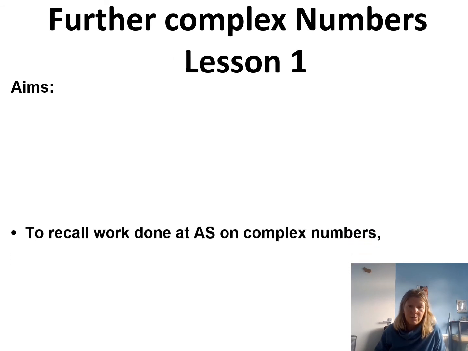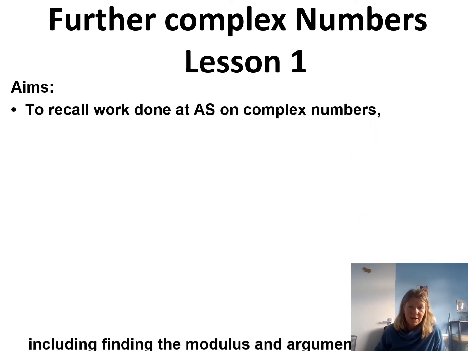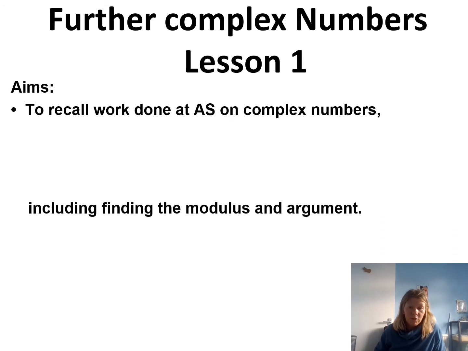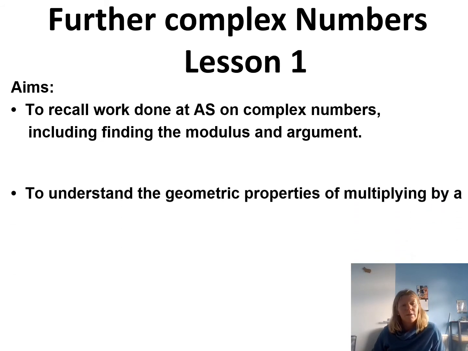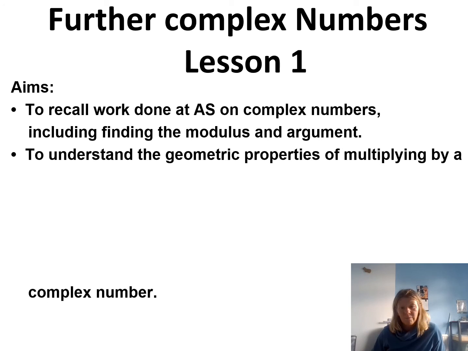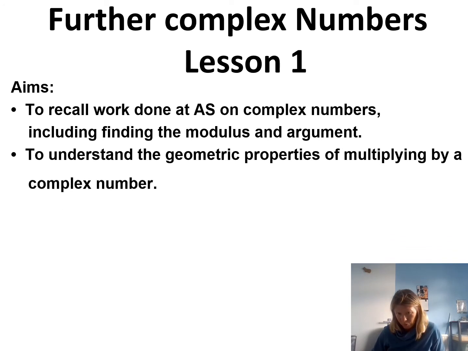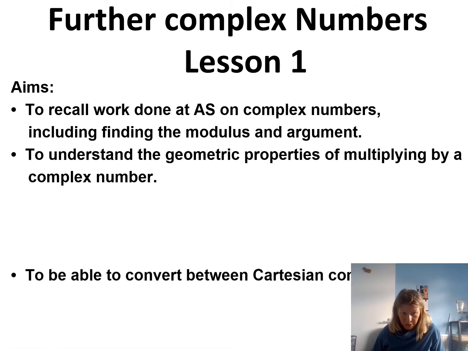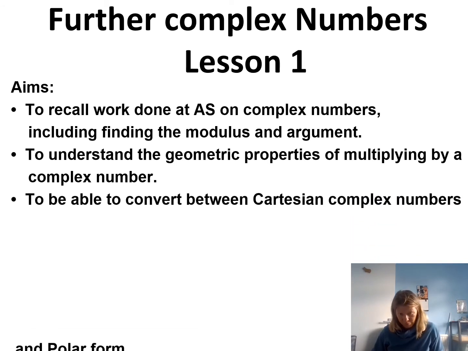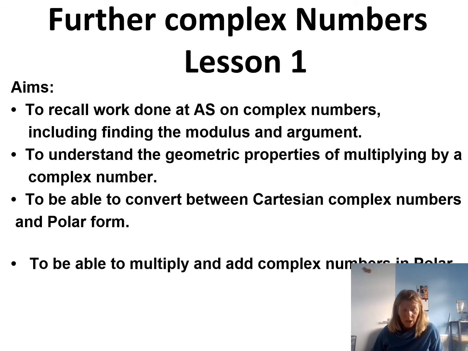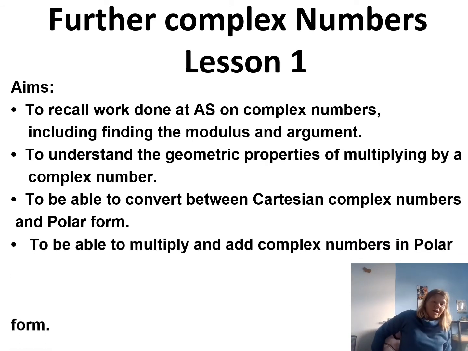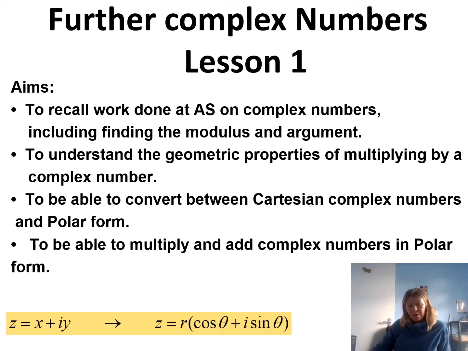So today we're doing more recalling perhaps of some of the work we've done at AS Complex Numbers, including finding modulus and argument. We've got to understand the geometric properties of multiplying by a complex number. We've got to be able to convert Cartesian complex numbers to polar form, and to be able to multiply and add complex numbers in polar form. I think we did this last year, but just to recap, so good for the test coming up. z is x plus iy is called Cartesian, and the polar form is that one where it says z equals r(cos theta plus i sin theta).